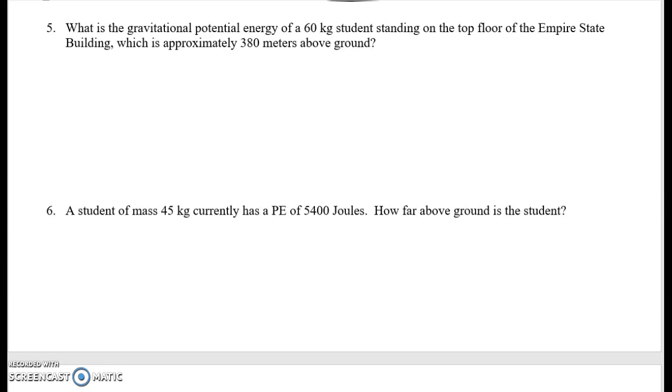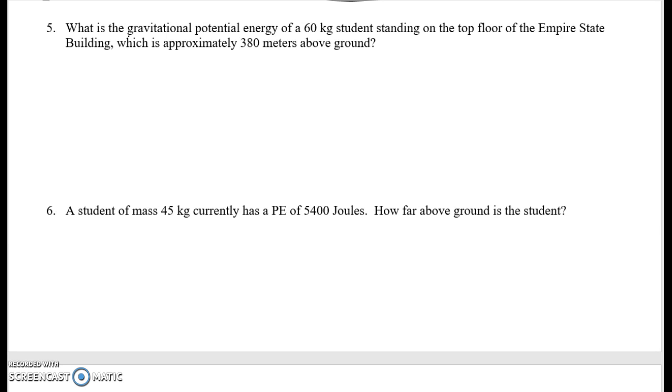In the next three examples, I'm going to show you how to solve for potential energy. So in number 5, the problem says, what is the gravitational potential energy of a 60-kilogram student standing on the top floor of the Empire State Building, which is approximately 380 meters above ground?